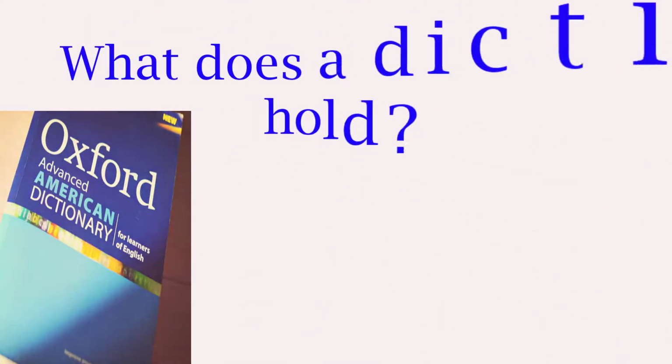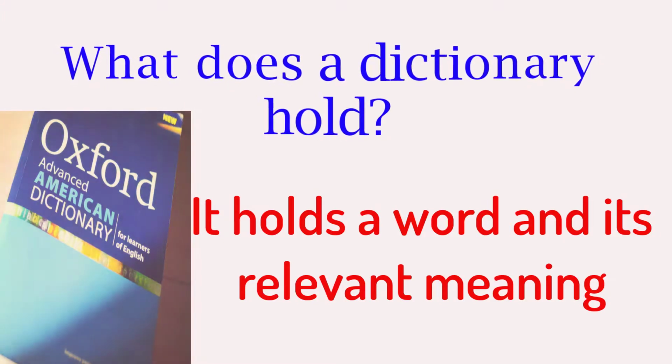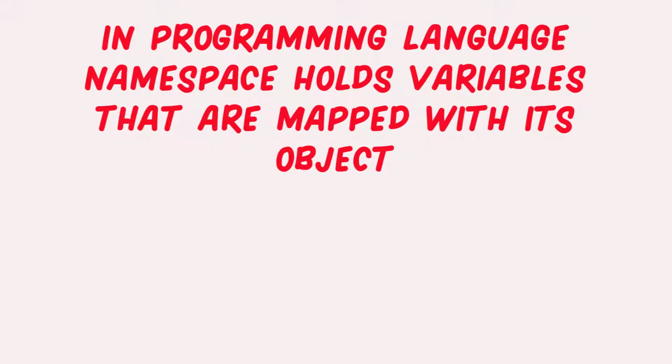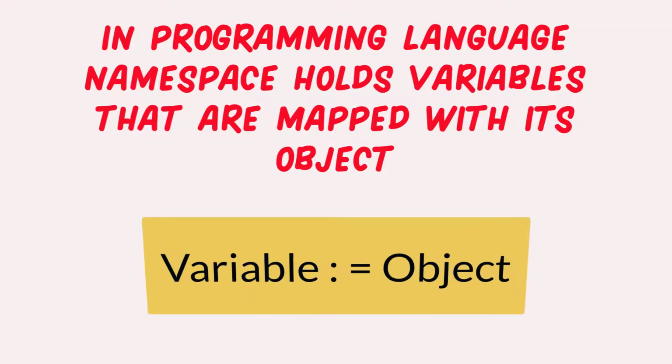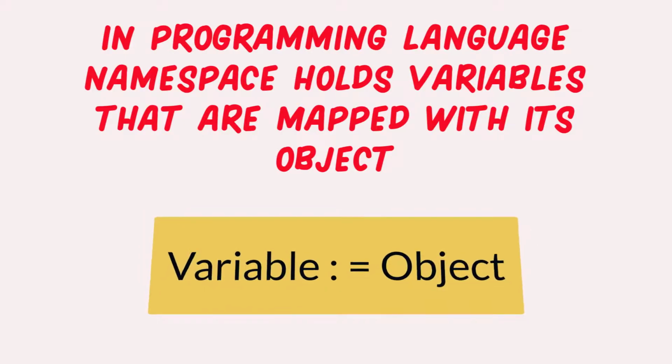What does a dictionary hold? A dictionary holds a word and its relevant meaning. In the same manner, in programming languages, a namespace holds variables that are mapped to their objects. Here, objects are nothing but the values we assign to variables, as said earlier. Variable is equal to object.